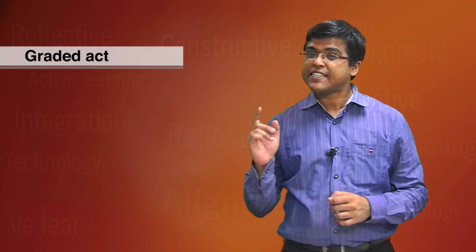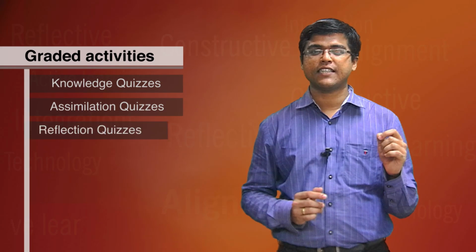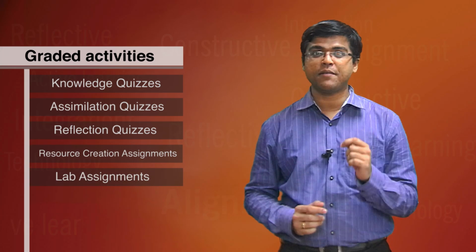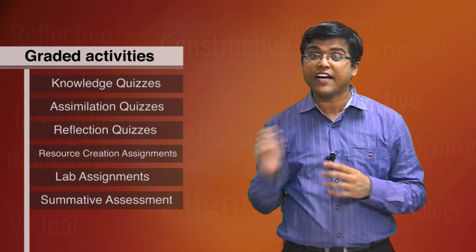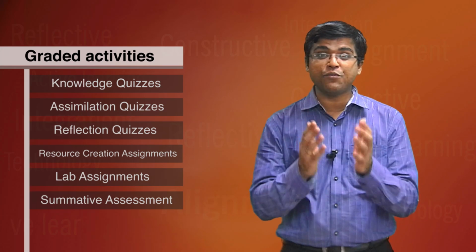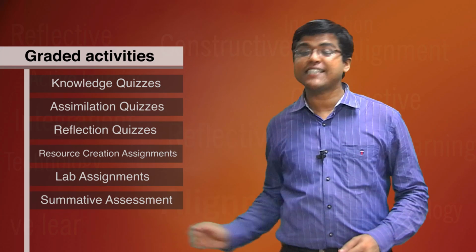There are going to be 6 graded activities: knowledge quizzes, assimilation quizzes, reflection quizzes, resource creation assignments, lab assignments, and a final summative assessment. The name given to each of these would be enough to give you hints about what each of these are for. All these 6 activities will together provide you the 100% of your total score in this FDP. Now let us look at the individual components contribution to this total score.